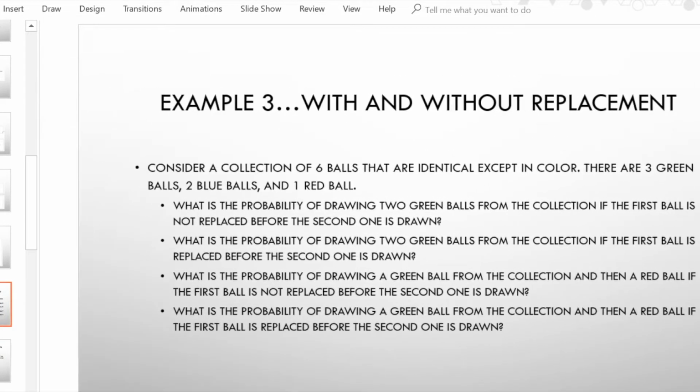This one we're going to do one at a time, so if you just want to label these as A, B, C, and D. The first thing up there is just the scenario, giving us what's going on.